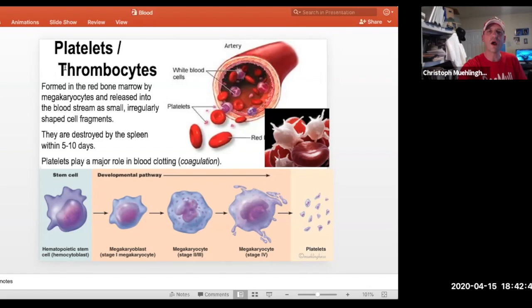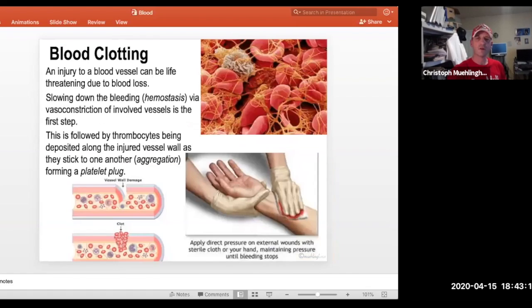Platelets, and they're also known as thrombocytes. Cytes refers to cells. So basically they're cell fragments. There's a large cell that gets bigger and bigger, and then it explodes. Those cell fragments go into the bloodstream and live there 5 to 10 days. If a blood vessel gets cut or something, we're going to get the coagulation happening in that area.